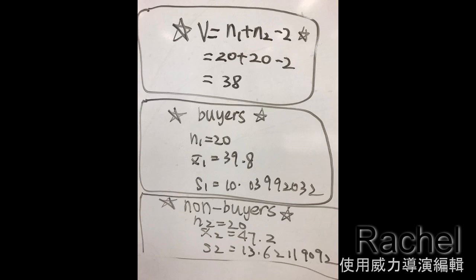In the biased population, n1 is equal to 20, and mu1 is equal to 39.8. The standard deviation 1 is 10.0399, while in the non-biased population, n2 is equal to 20, mu2 is equal to 47.2. The standard deviation 2 is equal to 13.6211.